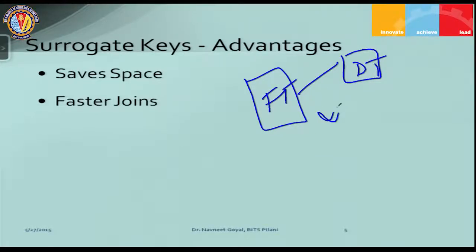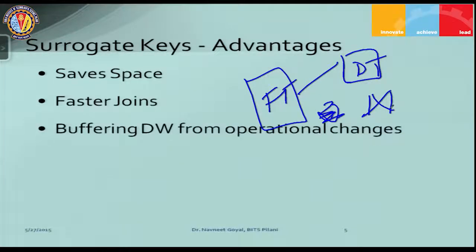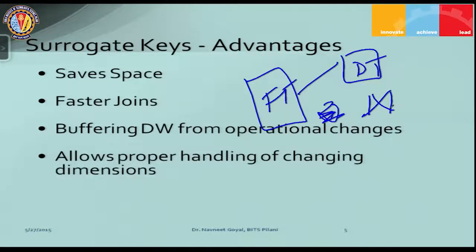Okay, so if I were to join these two tables, then we have an advantage in terms of buffering the data warehouse from operational changes, and this basically refers to the reuse of natural keys in many domains, many applications, and allows proper handling of changing dimensions. So that is the other topic that we are going to cover in today's lecture.